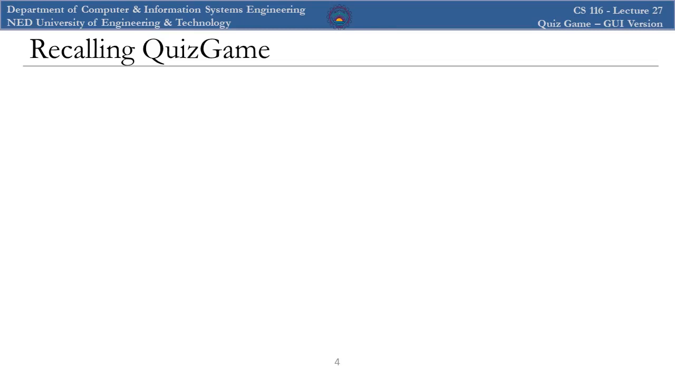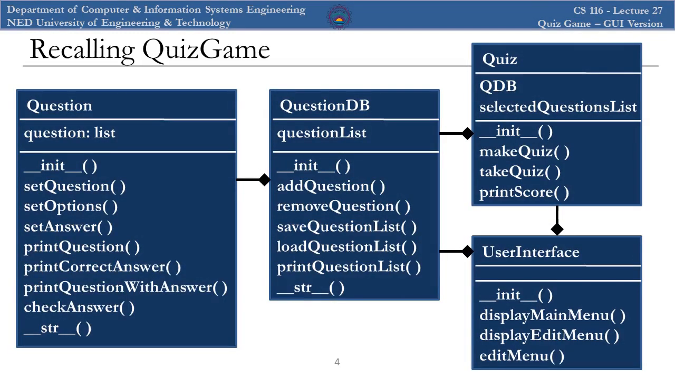Now let's recall that quiz game first. This was the class diagram that we developed. Our whole application consisted of 4 classes. The first class is the question class, which is just storing a question. Actually, it holds a structure for containing a question, its options, and the correct answer.